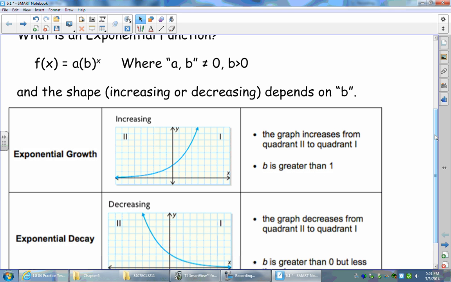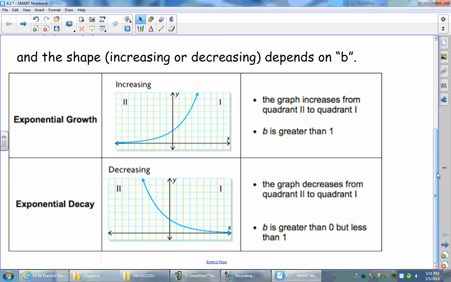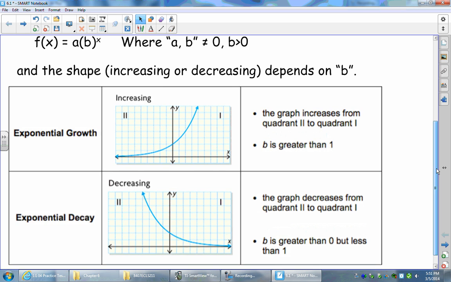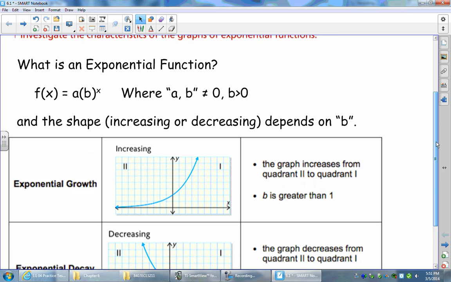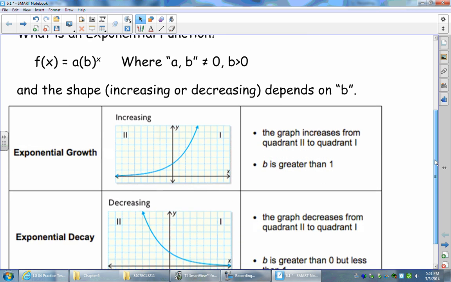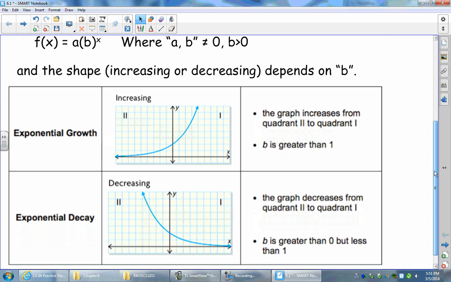growth looking shape. Okay. As we look at exponential decay, you're going to notice that it's decreasing from quadrant 2 to quadrant 1. And this always happens when b is greater than 0 but less than 1. So that b value could be 0.2, 0.3, it could be 3/4, it could be 5/8. It's somewhere in between 0 and 1, and it always gives you this decreasing function.